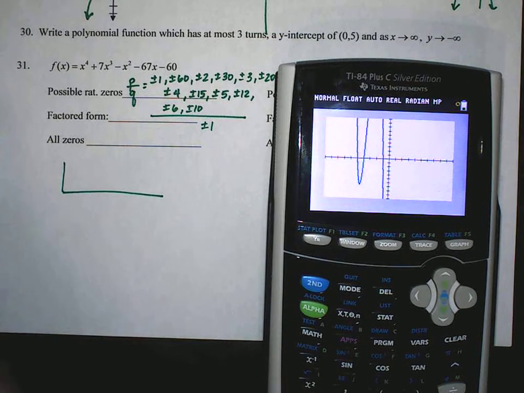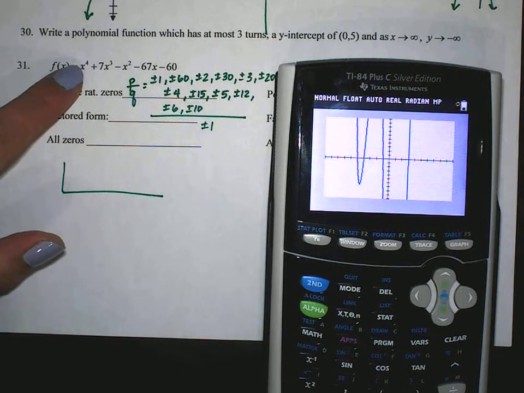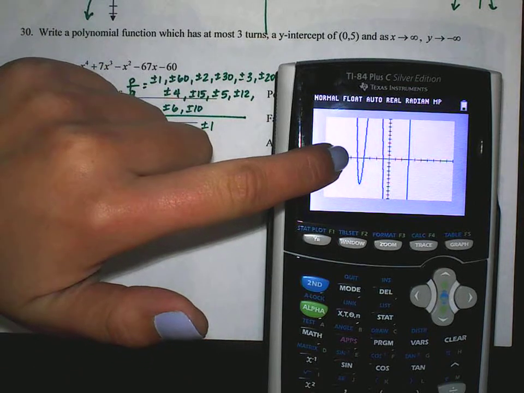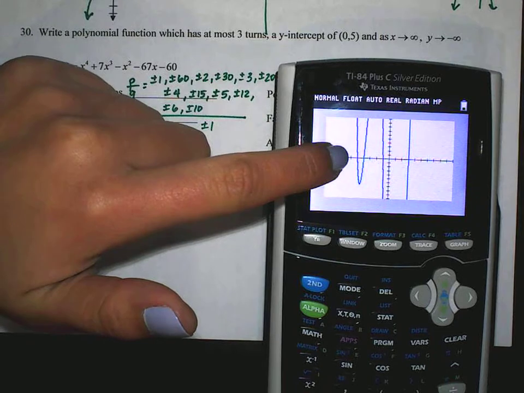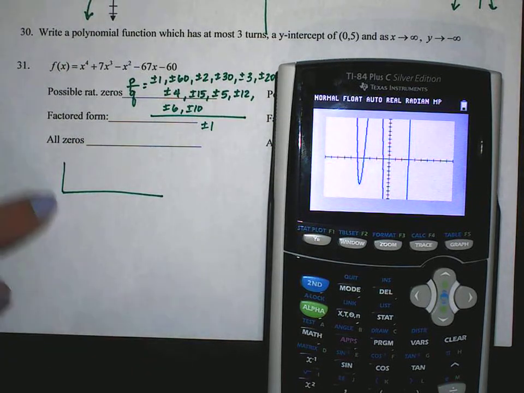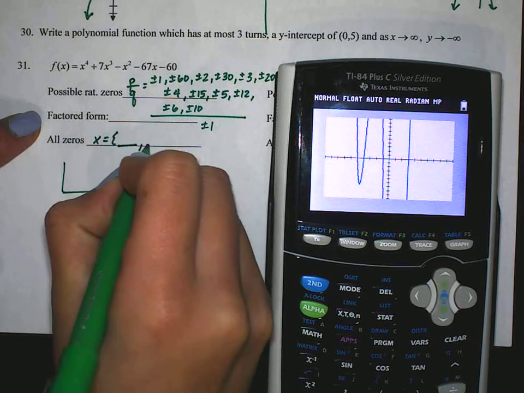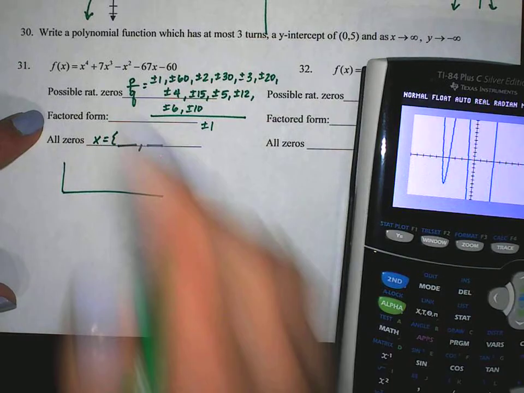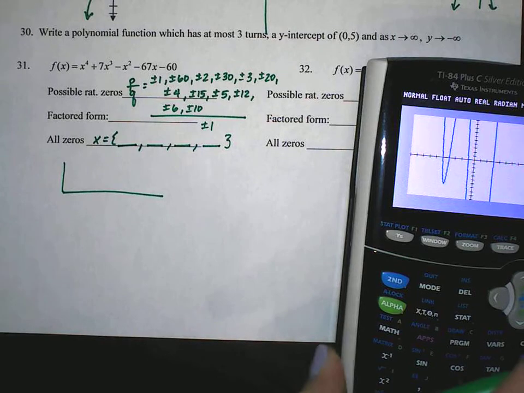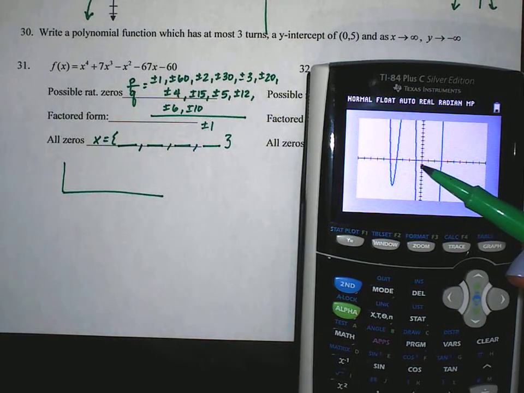Alright, here I should have 4 answers, 4 zeros, because my highest exponent is 4. On my graph, I see 4 x-intercepts. So I could actually just look at the graph and get my answers, but we have to show work. So for all zeros, I can at least set this up. I have 1, 2, 3, 4 blanks there.